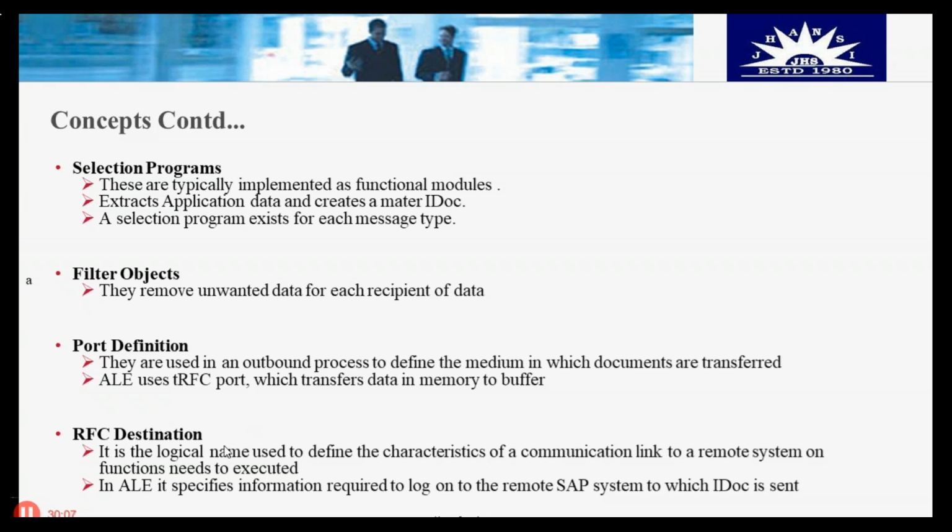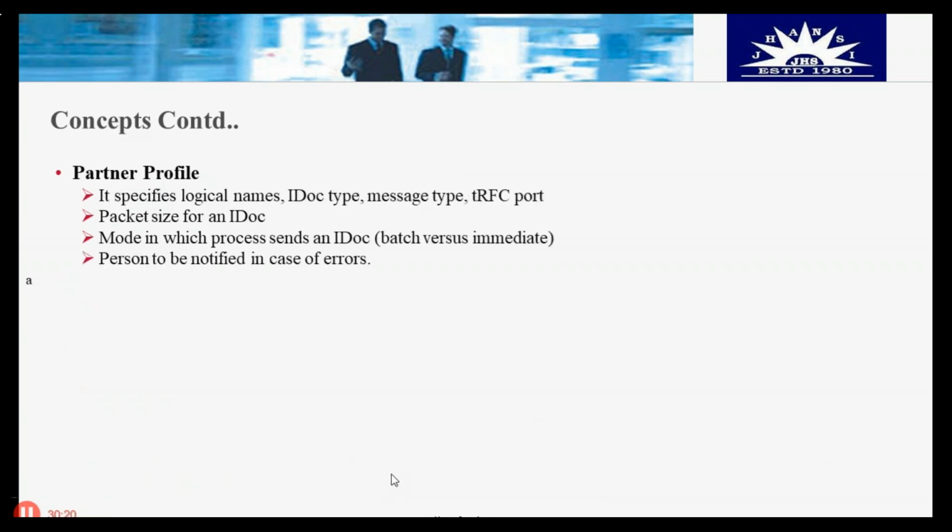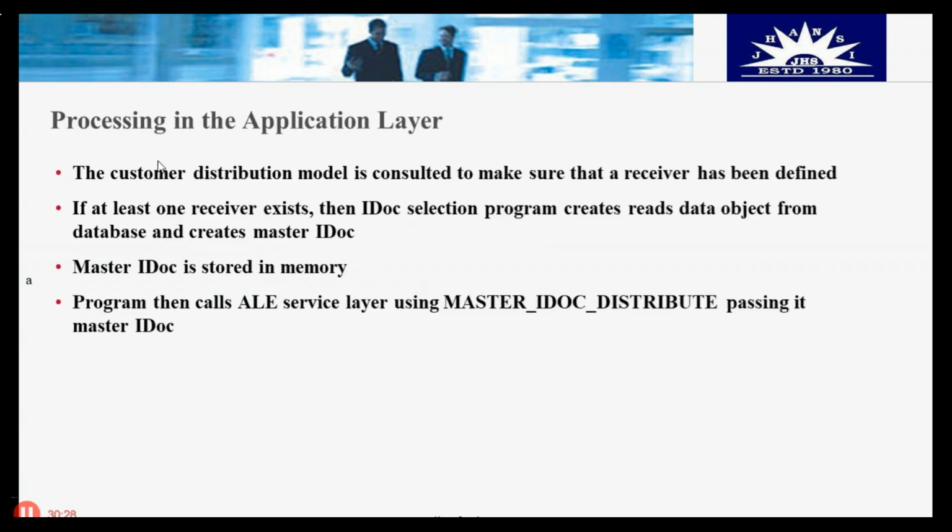So we have RFC destination as well. It is a logical name used. So what is RFC destination also? We'll see that. Basically it will be given a name. Now partner profile: it specifies logical names, IDoc type, message type, transactional RFC, packet size. All these things will be mentioned in the partner profile.